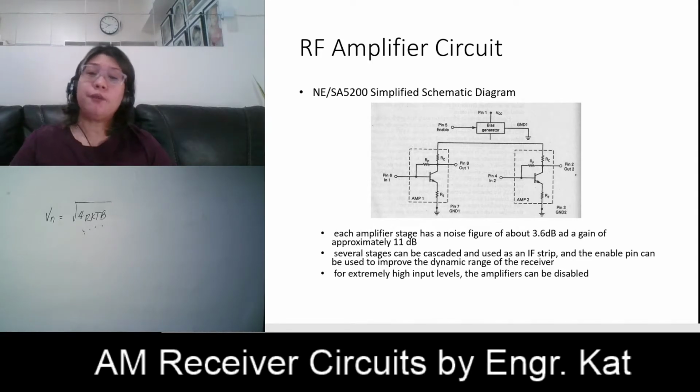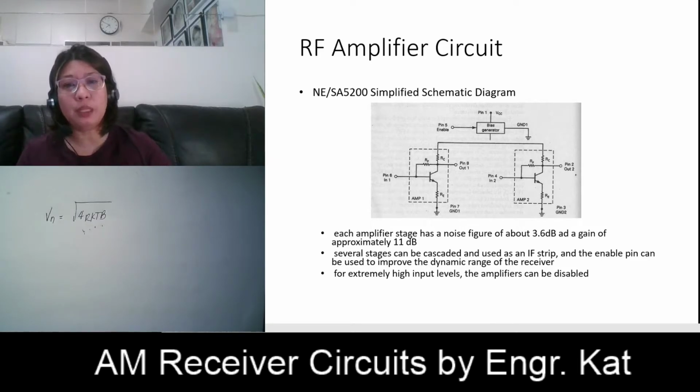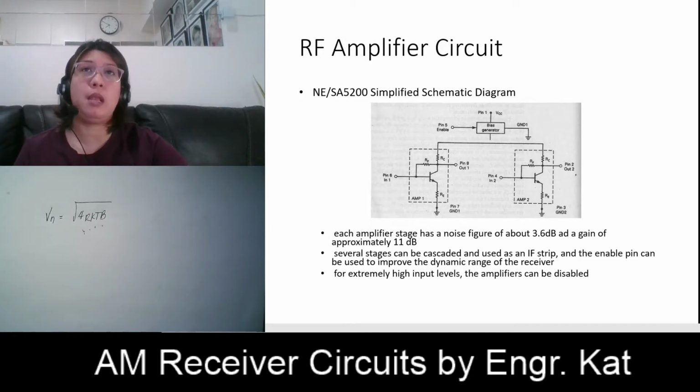Several stages can be cascaded and used as an IF, intermediate frequency, strip, and the enable pin can be used to improve the dynamic range of your receiver. For extremely high input levels, the amplifiers can be disabled.